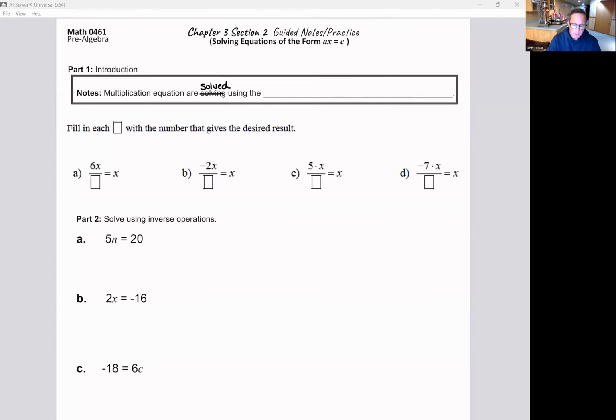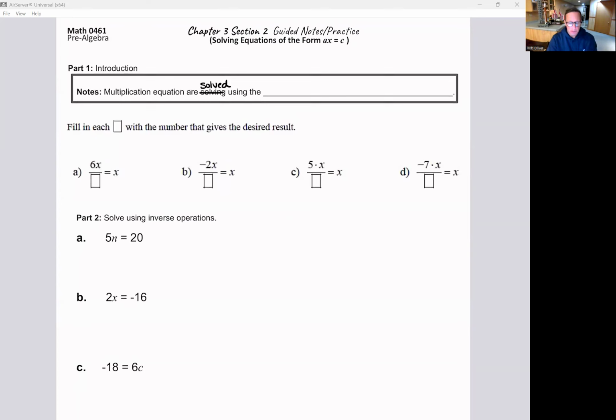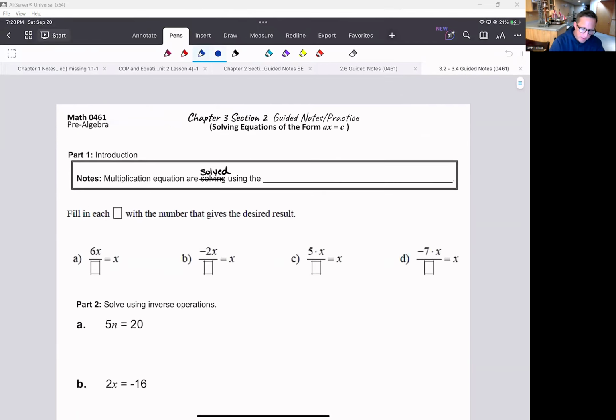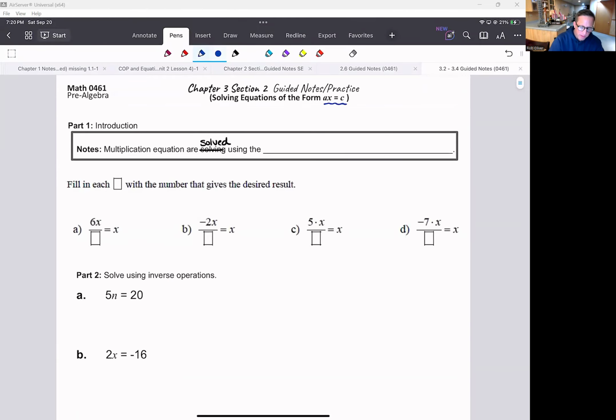Okay, let's go ahead and start with chapter 3, section 2, which covers solving equations in basically a multiplication form where it's ax equals c. Hopefully you can see that at the top of the page right here. We have a little note here that we have to make on multiplication equations.